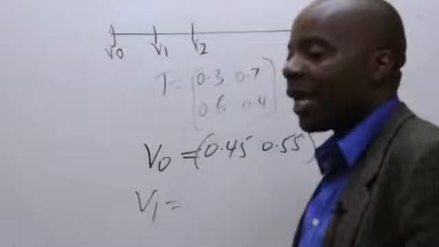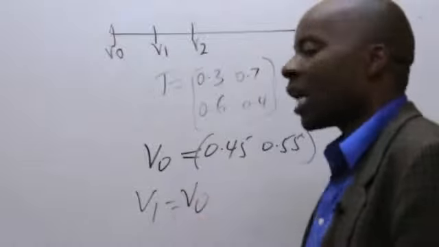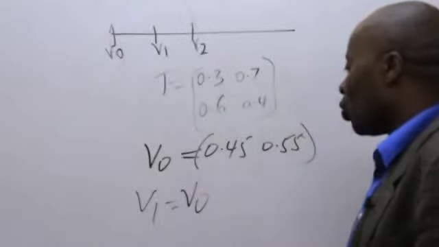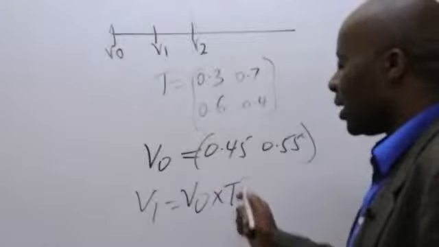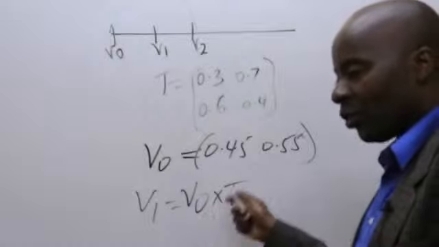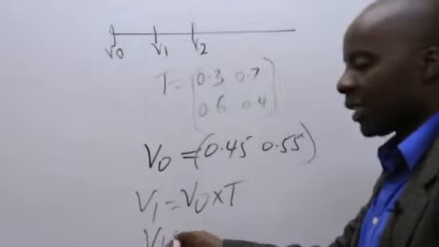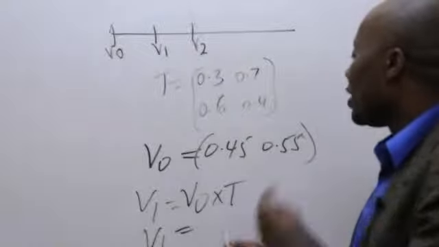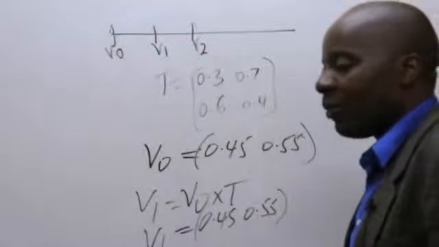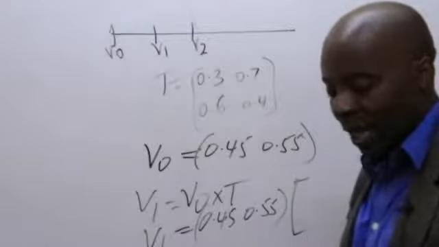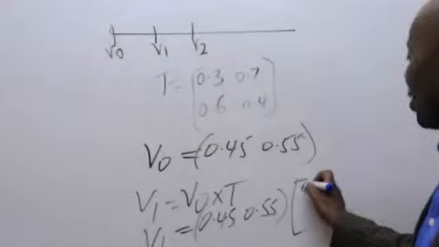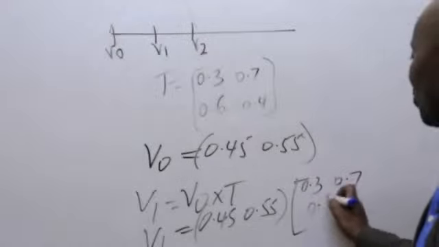And how do I get vector 1? Vector 1 can only be obtained from vector 0. What I need to do is to take vector 0 and multiply it with the transition matrix. Remember, you have to begin with a vector. Therefore my vector 1 will be equal to vector 0, which I already have: 0.45, 0.55. And then I'll multiply this with the transition matrix. The T matrix here is 0.3, 0.7, 0.6, 0.4.